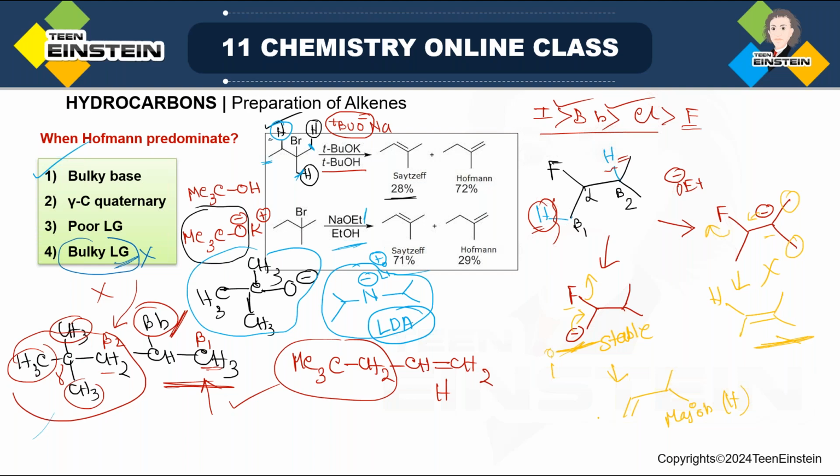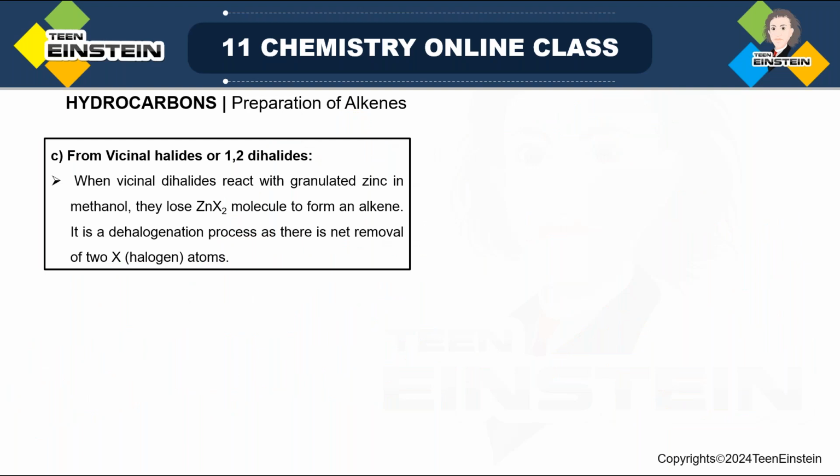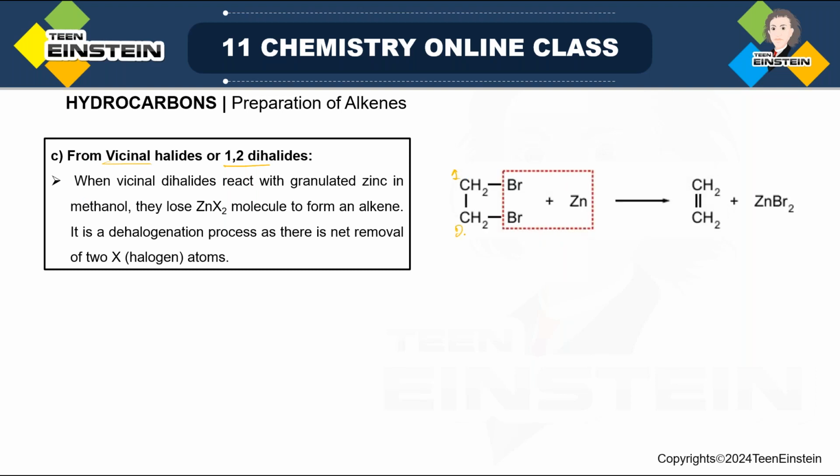So these are the cases when we are getting Hofmann. Then the third method is starting from vicinal dihalide. Now this is also a type of alkyl halide, but it is not a monoalkyl halide. There is a presence of a total of 2 halogens. So that is why it is a dihalide, 1,2-dihalide. That means 2 halogens present at position 1 and position 2. And these types of halides are also called vicinal dihalides. So this is position 1, this is position 2.